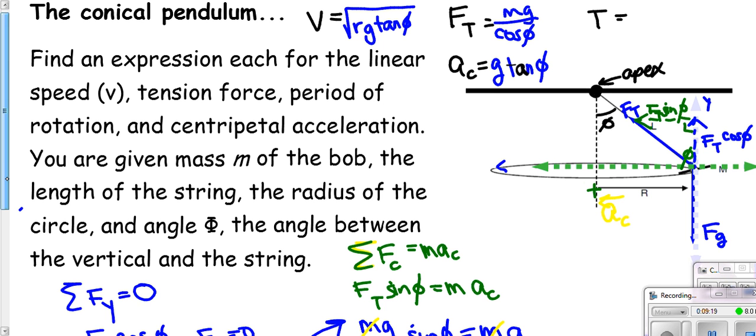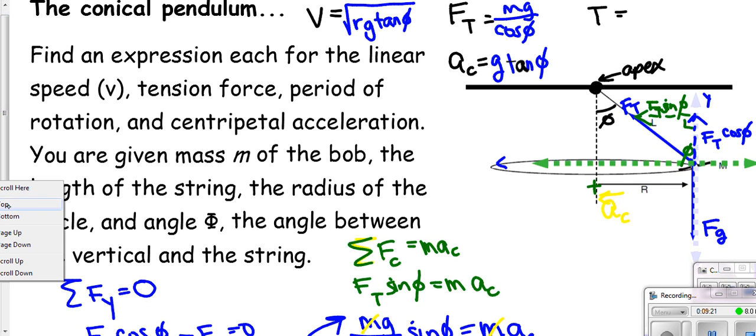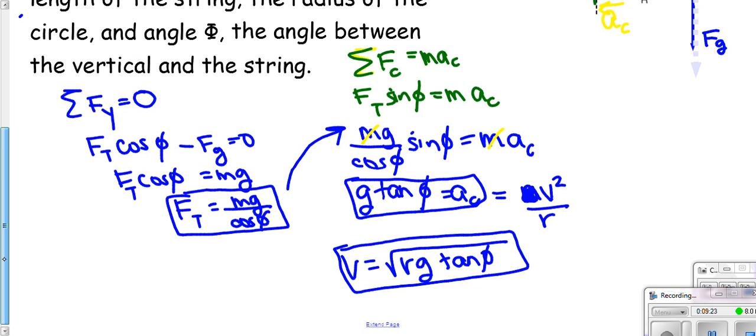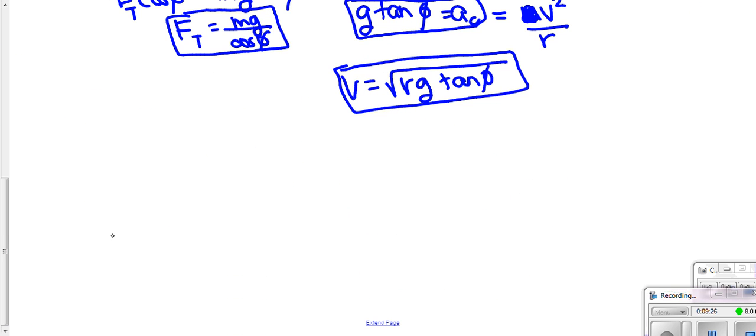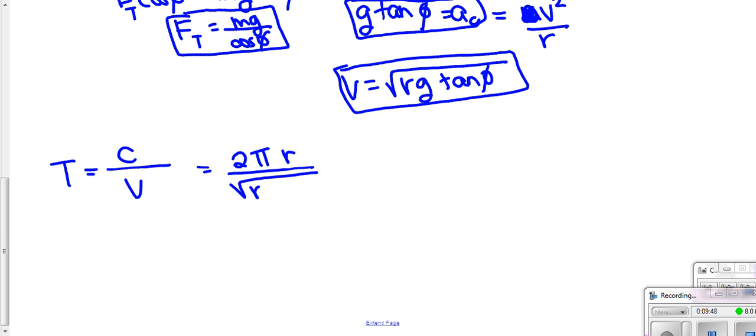And lastly, how do I find the period of the function? The period is how long it takes to complete one full circle. But it's also just the circumference divided by the velocity. Remember, it's like distance equals rate times time, and the whole circumference is 2 pi r. And we know the velocity is the square root of r g tan phi. And I suppose you could simplify this, but really, that's all you need to do.